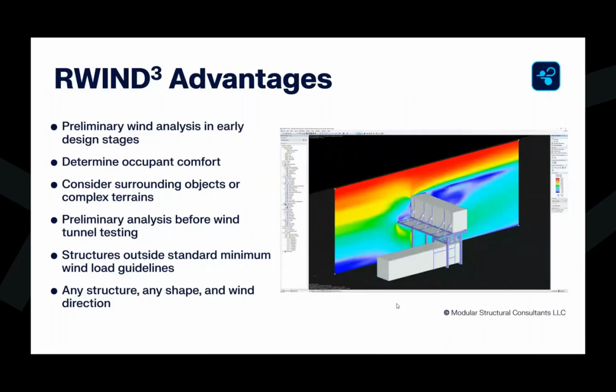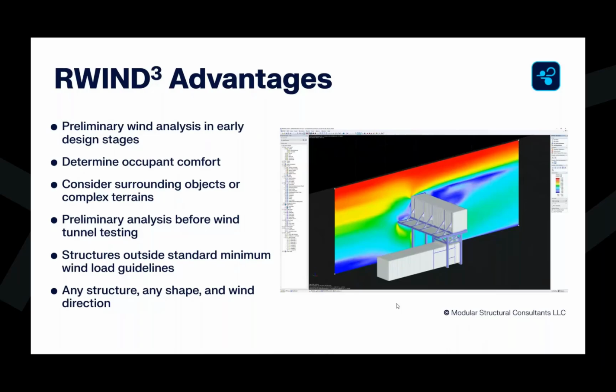So we might be wondering, well, why would we want to use a program like RWIND 3? So I wanted to go through a few advantages here. You can imagine that this can be a really powerful tool for a wind analysis very, very early on in the design stages. So if we're toying around with different geometries, or we get this information from the architect and we're interested to know what the wind loads are very early on, it's very quick and efficient to just put it into this numerical wind tunnel.